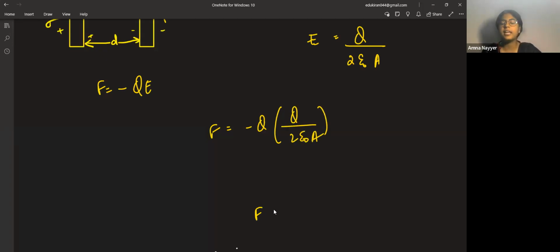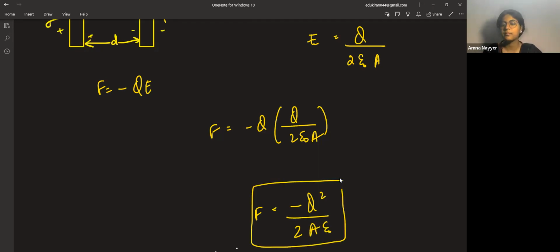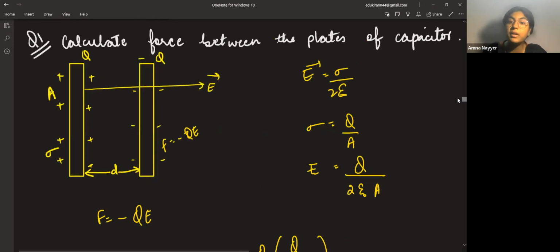So what is the final formula which we are deriving? Minus Q square divided by 2 A epsilon naught. Write it down. One more question of this type I want to discuss with you, which you have to remember. And remember this force formula also, because every time you cannot sit and derive. This can come as a numerical also. Fine.